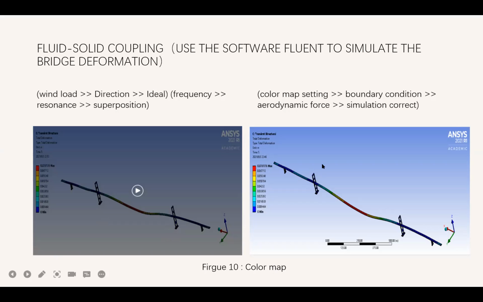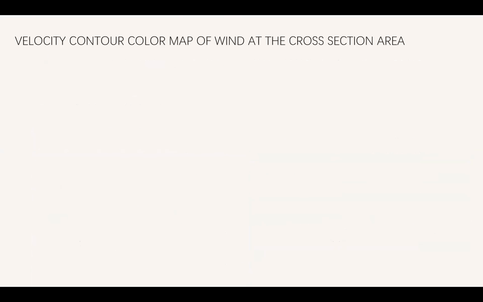And we can see the color map on the right-hand side. It is a picture of our total deformation, where we set six surfaces and the bridge pier as fixed, and then we apply the surfaces except those six as the interface between the fluid and the solid, so that the wind has a direct influence on the bridge structure.